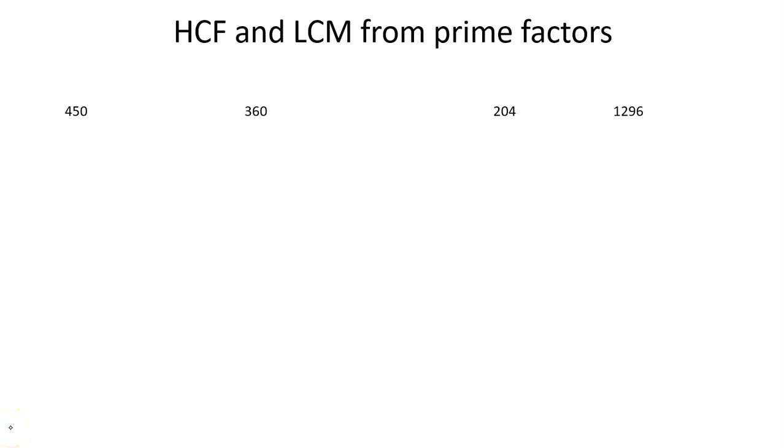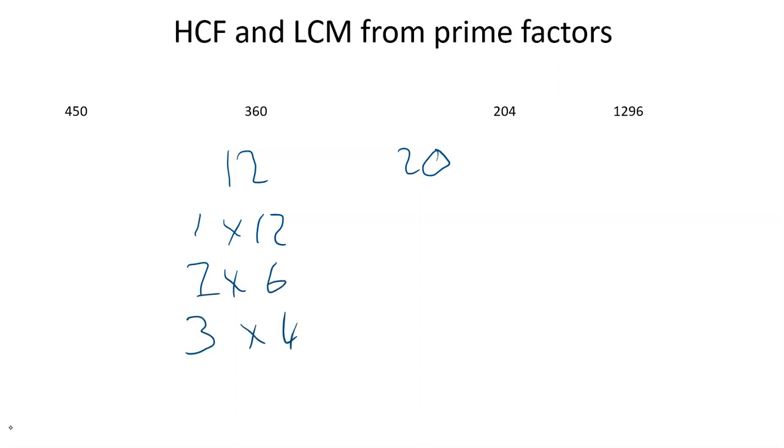Hello, and this time we're looking at finding the highest common factor and the lowest common multiple from prime factors. Now, in another video, I talked about how you can get these things from a list. So if, let's say, you had 12 and 20, you could list them. You could say 1 times 12, 2 times 6, 3 times 4, and 1 times 20, 2 times 10, 3 doesn't go, 4 times 5, and there we are.